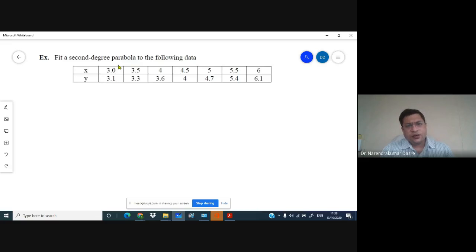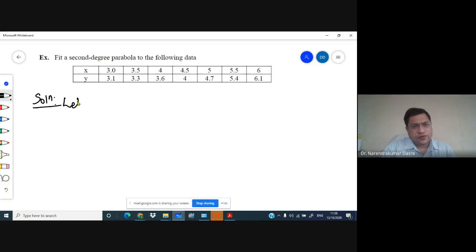Here we have the observations, the x data set and y data set, and then we have to fit a second degree curve, which is a parabola. Parabola is always a second degree curve. So let us go with the solution. We will try to fit this second degree curve. Here the equation is not given, so we can consider the general equation y equal to ax square plus bx plus c.